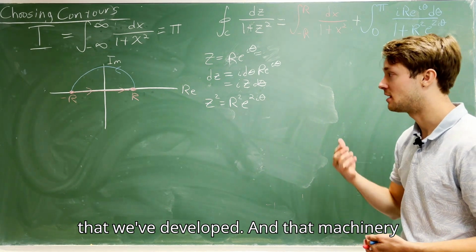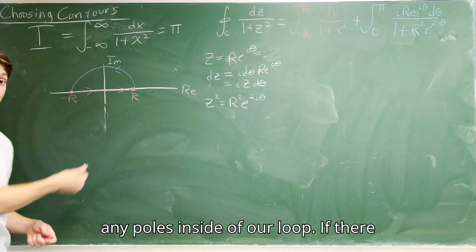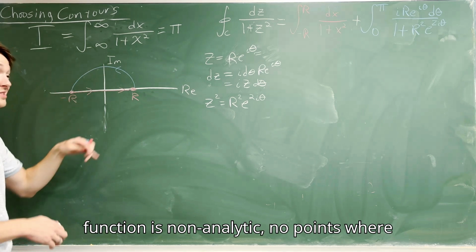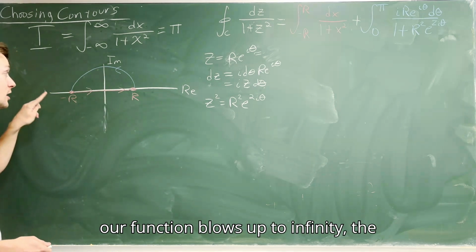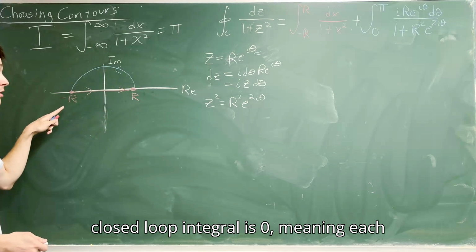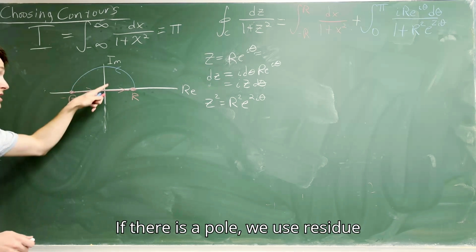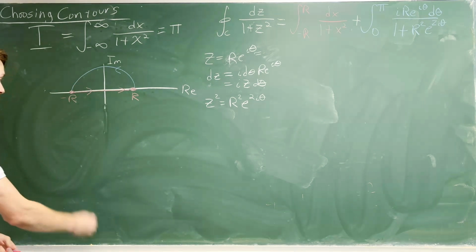That machinery requires us to know: are there any poles inside of our loop? If there are no poles, no points where our function is non-analytic, no points where our function blows up to infinity, the closed loop integral is 0, meaning each of these segments combines to 0. If there is a pole, we use the residue theorem, and so we have to check.